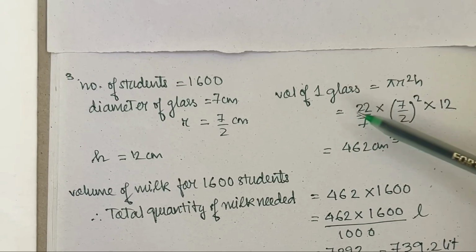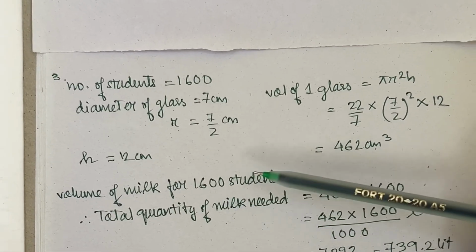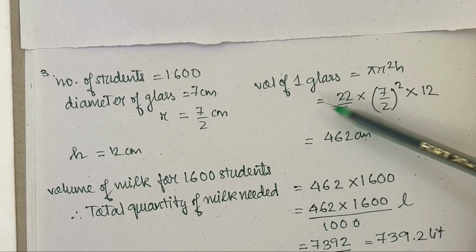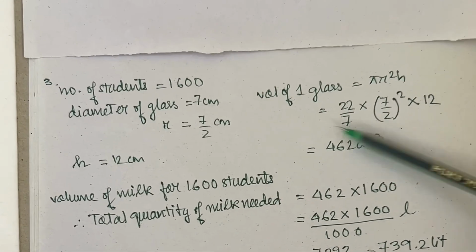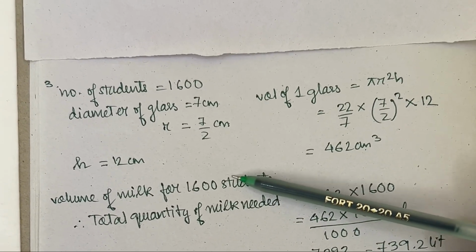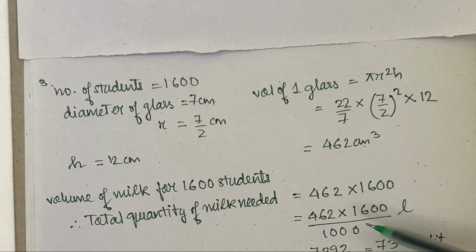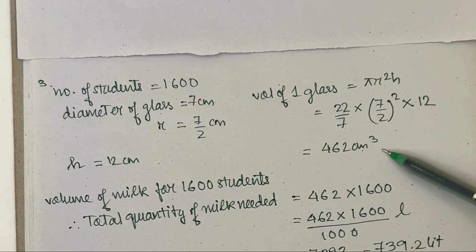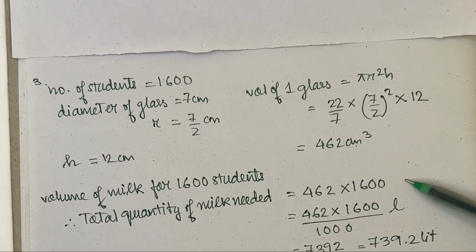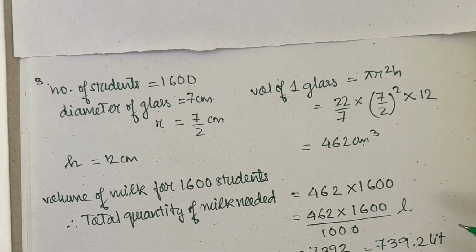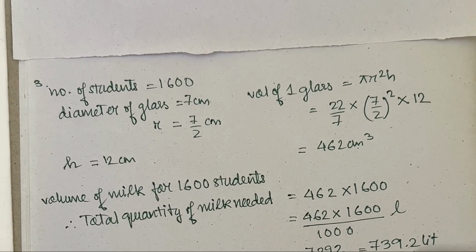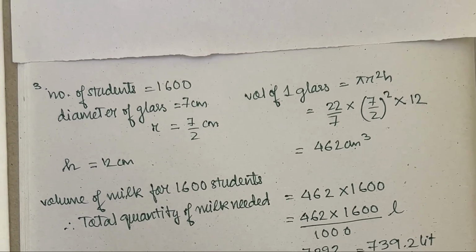Now we need to provide milk to 1600 students. So total quantity of the milk that will be needed is the volume of glass into the number of students. So just doing it and dividing it by 1000, because from centimeter cube we need it in liters. We are getting the value, that is 739.2 liters.